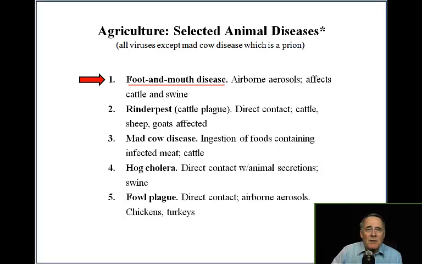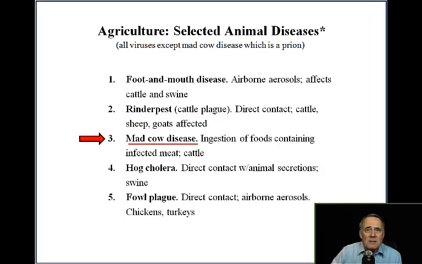A foot and mouth outbreak in 2001 in Britain resulted in 4 million cattle being culled to contain disease, with an estimated cost to the economy, including both agriculture and tourism, of $48 billion. It was a blueprint to any terrorist. Next is rinderpest. This is a cattle plague. Direct contact, cattle, sheep, goats affected.